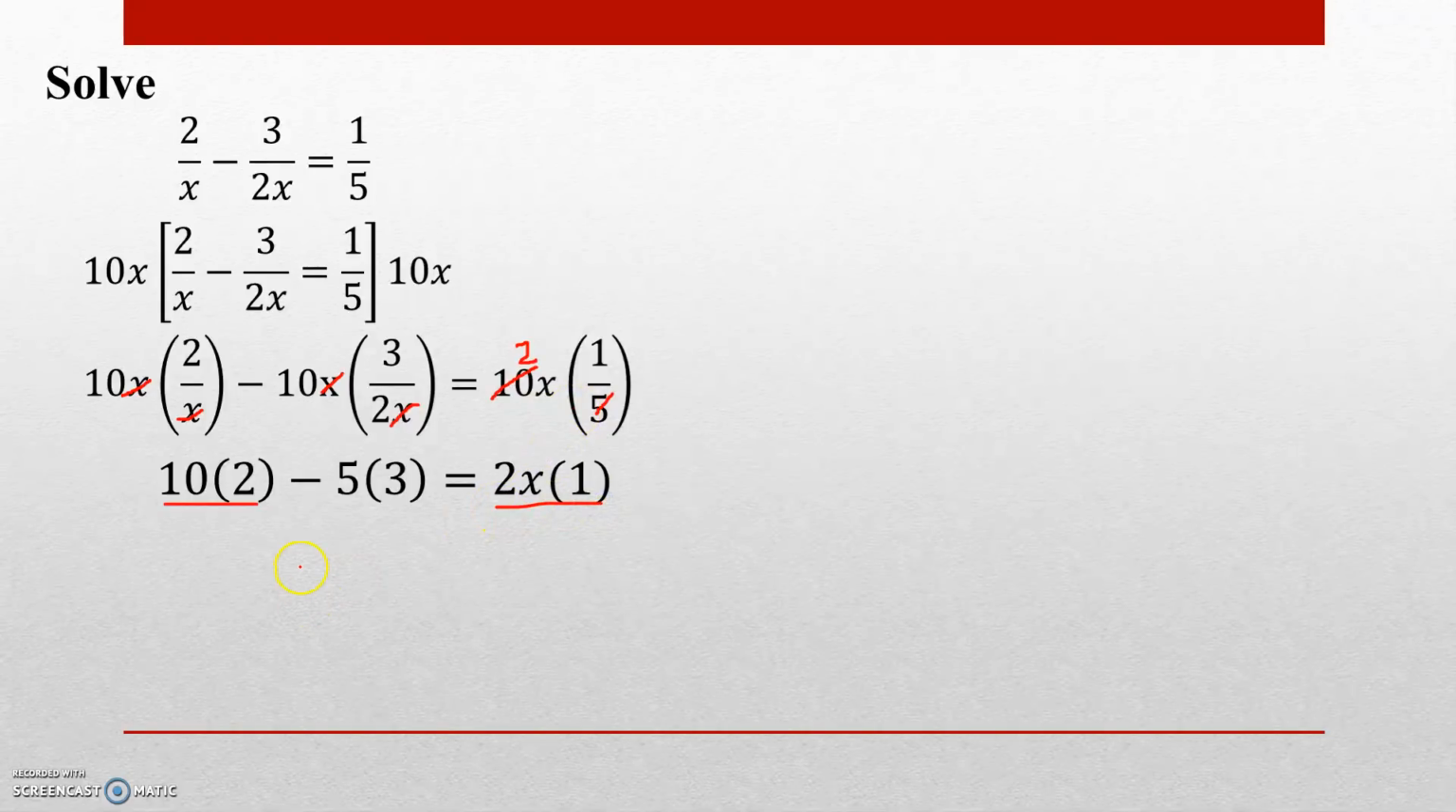So, let's simplify that. We have 10 times 2 is 20. Negative 5 times 3, negative 15 equals 2x. So, 20 minus 15 is 5. Equals 2x. So, divide both sides by 2. We have x equals 5/2.